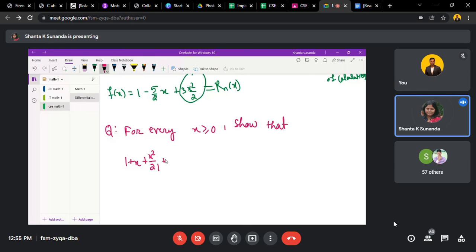So 1 plus x square by 2 factorial plus... Try it, like the previous one. By using Maclaurin's series, we can prove. Try using Maclaurin series, and you have exponential. The clue is exponential function, at 0 and 1 you try.